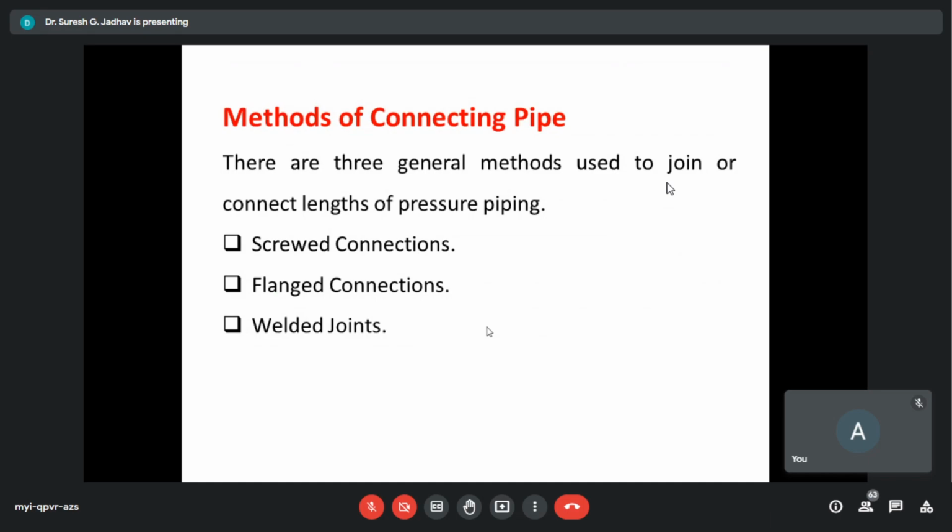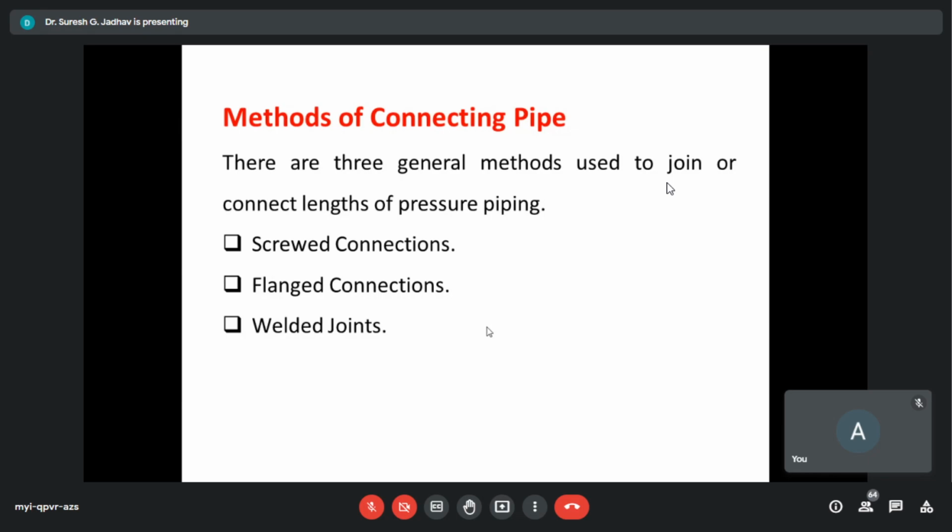So here there are three general methods used to join or connect lines of pressure piping in piping industries, for instance, chemical plants, petrochemical plants, or hydrocarbon facilities. First method is the screwed connections, second one is the flange connections, and third method is welded joints. Each of these methods has certain advantages and disadvantages, and each will be discussed in detail.